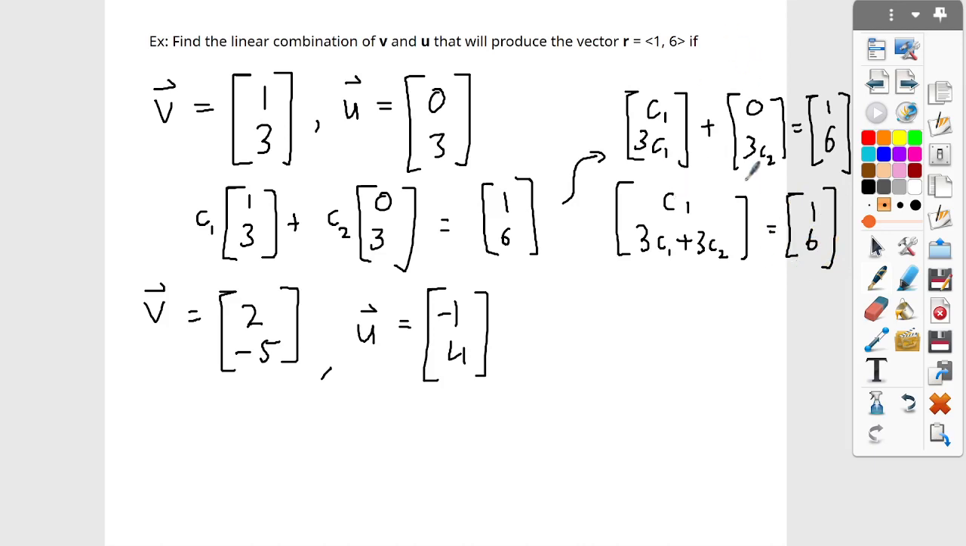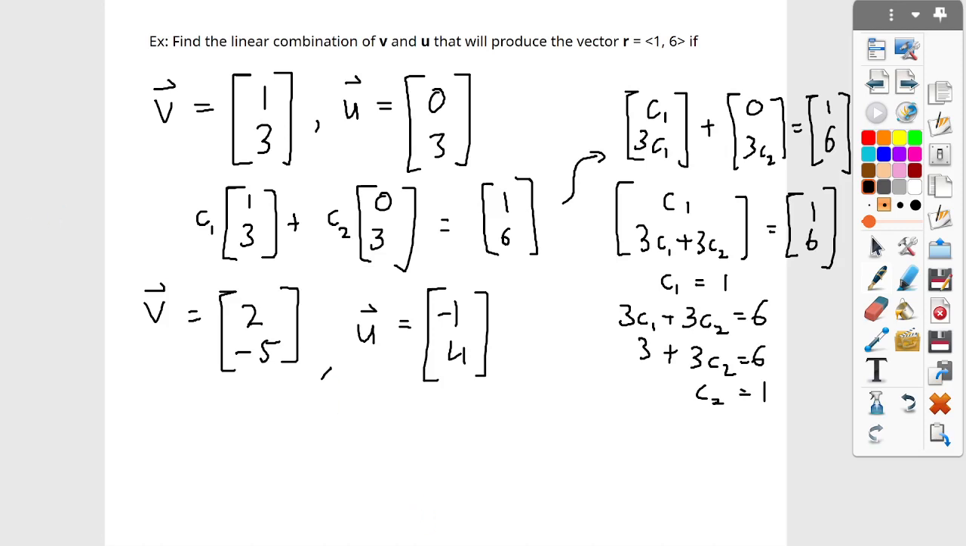This means that C1 has to be 1 and 3C1 plus 3C2 has to be 6. So C1 is 1. So if you put it in, 3 plus 3C2 is 6. C2 is 1. And that is your answer. So the linear combination is 1. If you were to rewrite it, it would be 1.